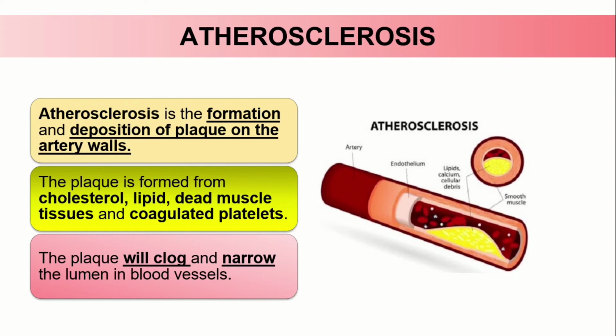Atherosclerosis is the formation and deposition of plaque on the artery wall. The plaque is formed from cholesterol, lipid, dead muscle tissue, and coagulated platelets. The plaque will clog and narrow the lumen in the blood vessel.